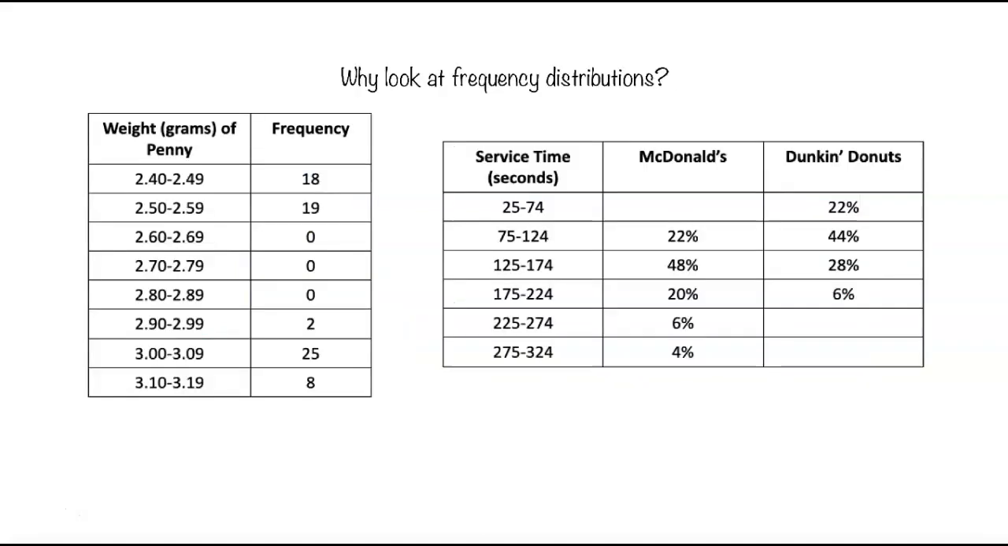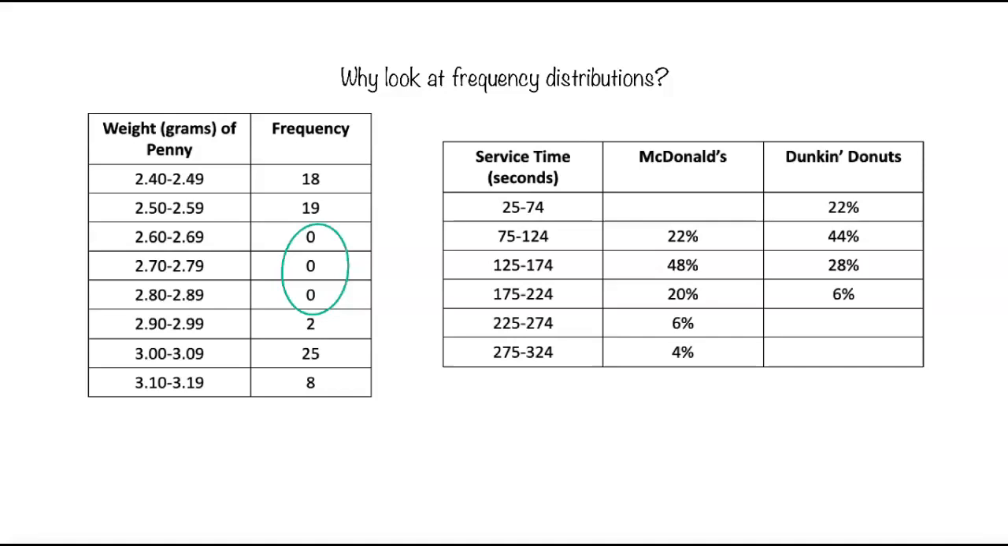Let's think about why we should look at frequency distributions and the type of information that they give us. Looking at this first frequency distribution for the weight of pennies in grams, what do you notice? There is a large gap in the data. It seems that there are pennies that weigh between 2.4 grams and 2.59 grams, and other pennies that weigh more than 2.9 grams, but nothing in between. This lets us know that this data set was quite possibly collected from two populations.